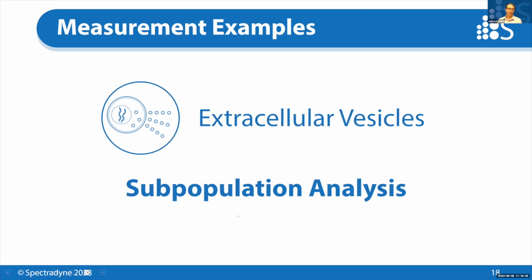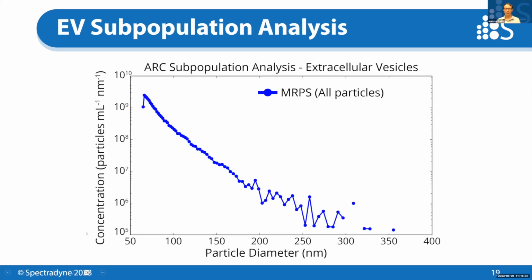Okay, so the second example I would like to talk about is about extracellular vesicles. And so here what we did was a subpopulation analysis. We took two samples of EVs, extracellular vesicles. One of them expresses GFP intraluminally, and the other population is non-fluorescent, just regular EVs. And we put in the fluorescent ones at a low fraction of the sample.